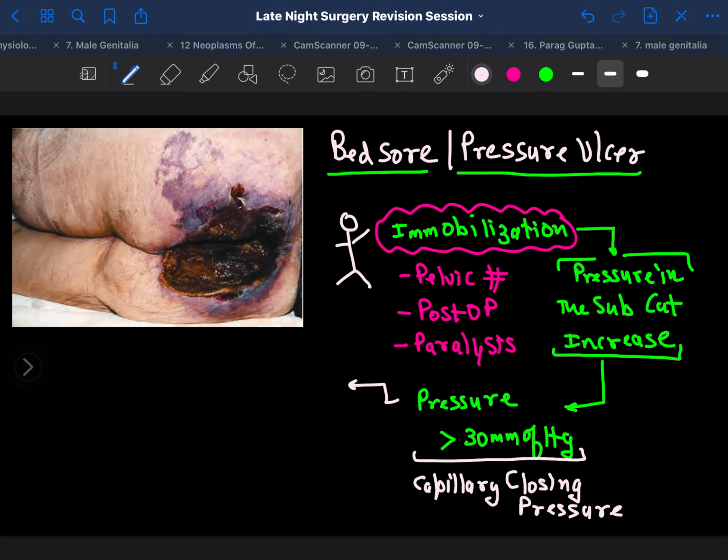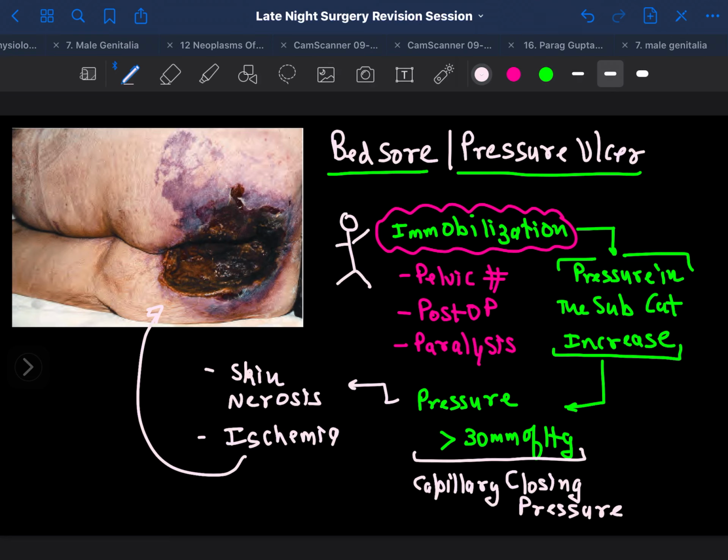If the pressure rises above this capillary closing pressure, what is going to happen? Skin necrosis is going to happen, and there is going to be ischemia of the subcutaneous tissue. This area will suffer from ischemia, and finally we will have the formation of a bedsore. So this is the pathogenesis which you need to understand in the formation of a bedsore.